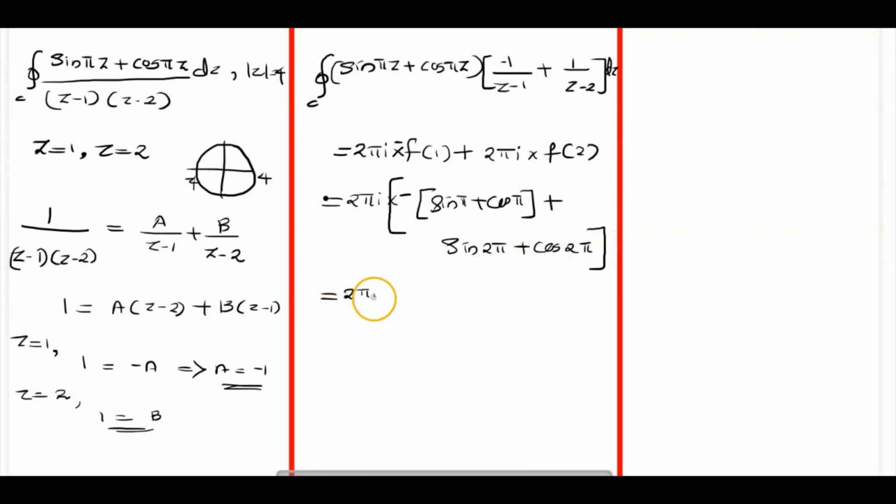So 2 pi I, sin pi is 0. Also sin 2 pi is 0. Cos pi is minus 1 and cos 2 pi is 1. So minus 1 into minus 1 plus 0 plus 1. So which is equal to 2 pi I into 2, that is 4 pi I. This is the answer of the third question.